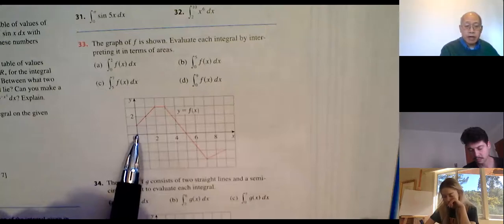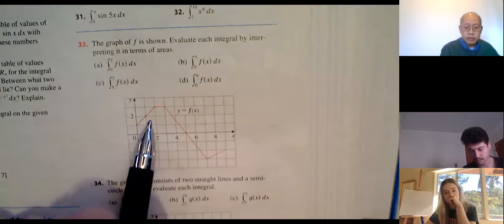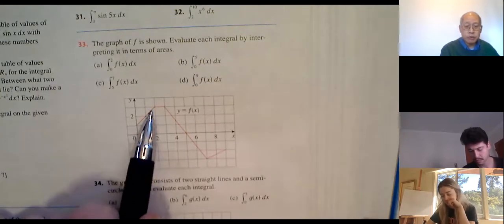Okay, so again, the area under the graph, I got 1 square, 2 squares, 3 squares, and these 2 halves make up 4. So the answer to A is 4.